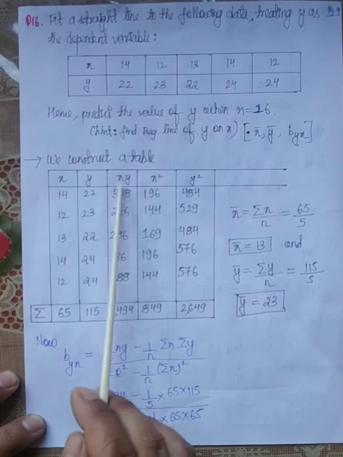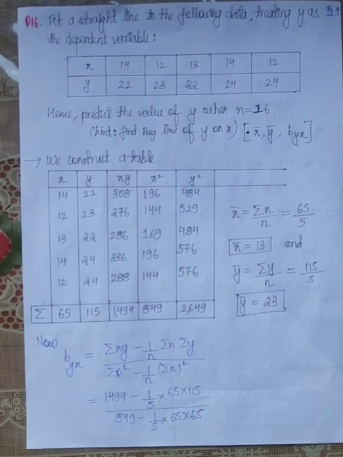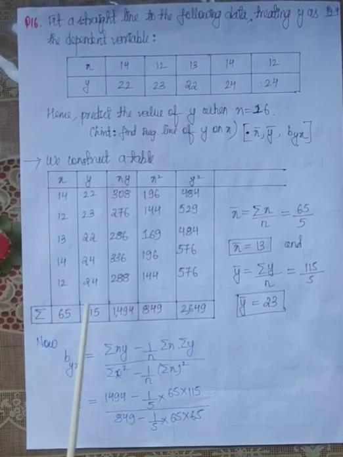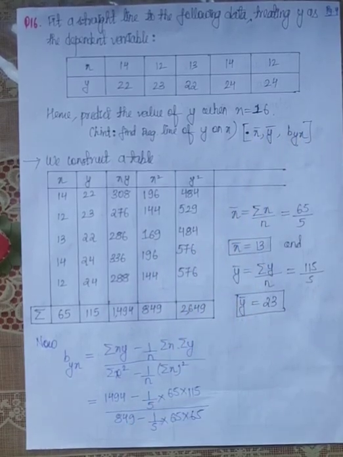I hope you're clear. The fourth column summation is 849. The fifth column, that is the summation of y square, is 2649. Okay, clear with this? Right. I need to find x bar, y bar, bxy. So let us start with x bar.